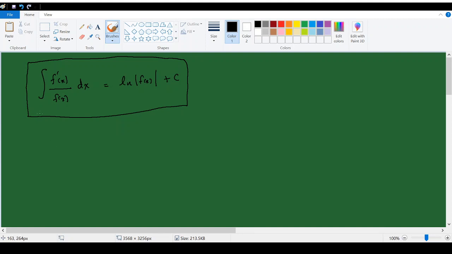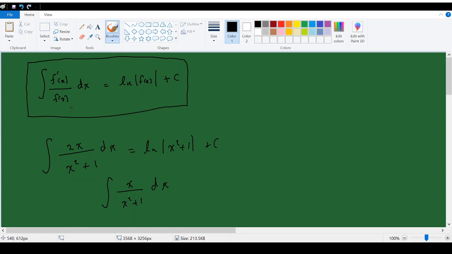Okay, right. Say for example, if we have x squared plus 1, and if we have 2x in here, then the answer for this integral will be ln of x squared plus 1 plus c, because it has this property. And what if we have something like this, x squared plus 1 and x in here, right?